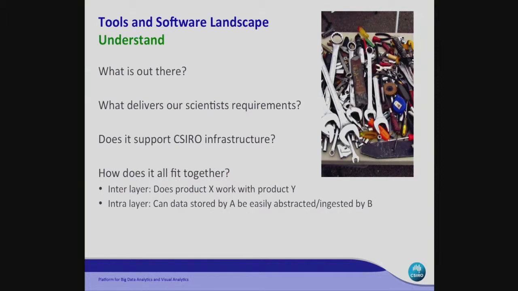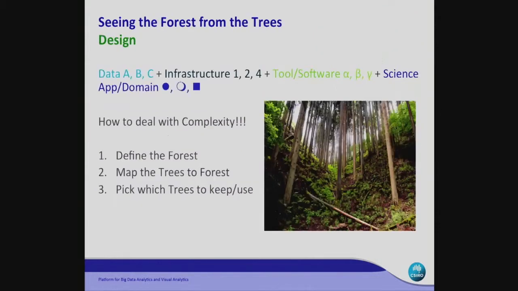So basically, in our project, we're checking what is out there and how we can connect with our scientists and how everything fits together. In the next slides, I'll show you the conclusion we came to after many meetings about what to do when you have different data sets. So you have data A, B, and C running on different infrastructures 1, 2, 3, as well as two softwares and science application domains. So how do you deal with the complexity?